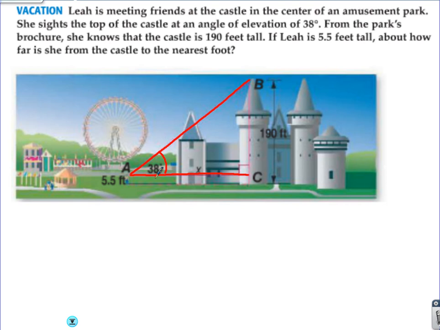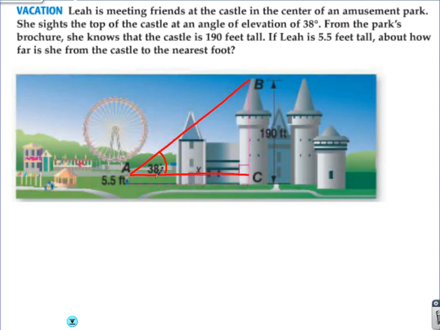If you're carrying your calculator around with you at Disney World, and you know how high things are, or how tall certain things are, you know exactly how far you are from it, if you can sight angles of elevation, angles of depression. And I'll show you in a second how you can find angles of elevation.